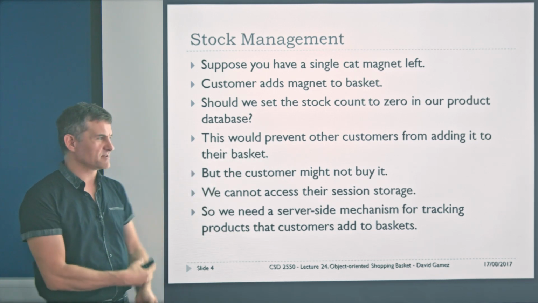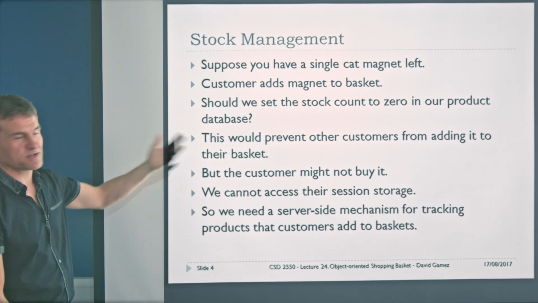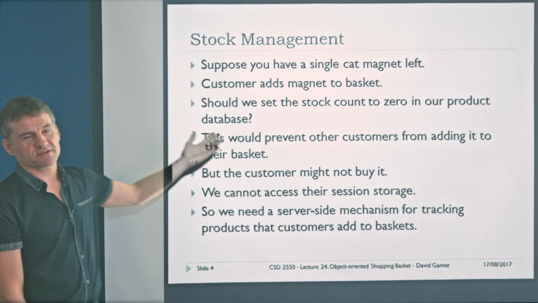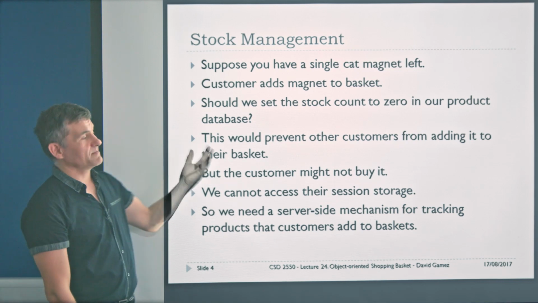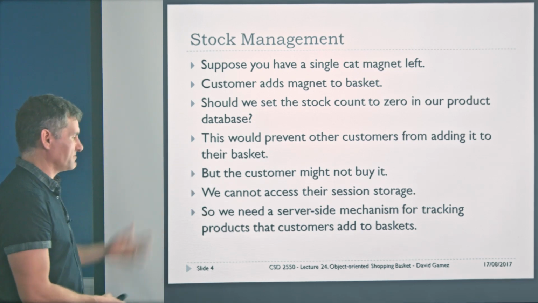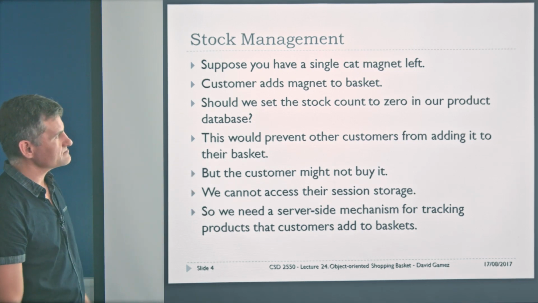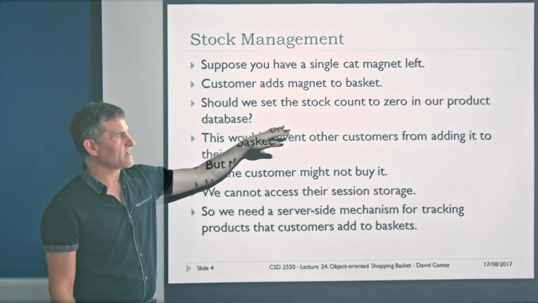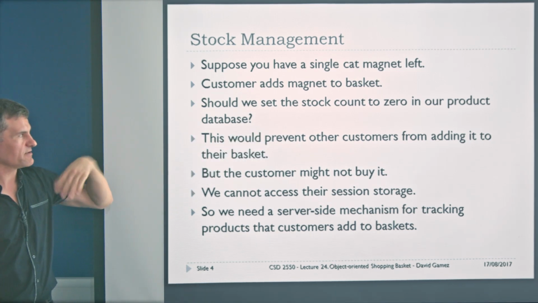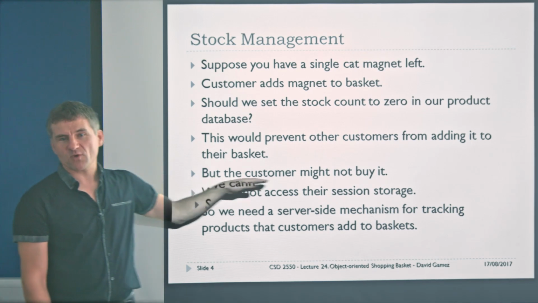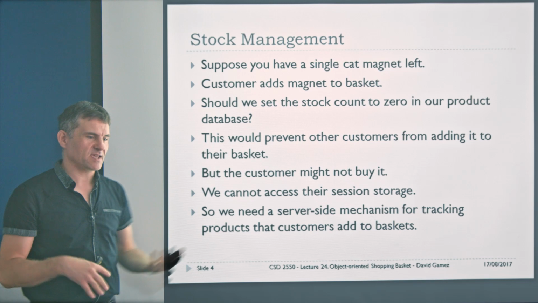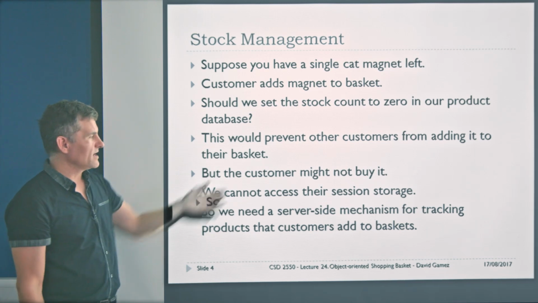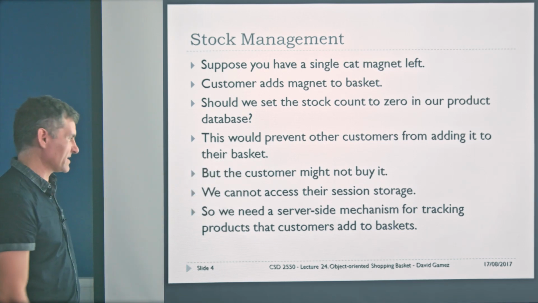We're going to have to write emails to them. And potentially there could be hundreds of customers trying to buy the same thing simultaneously. For example, if you're doing a ticketing website, there's only a limited number of tickets, and you can only sell them to individual people. So there's an argument for saying, well, maybe you should set the stock count to 0 in the product database. But what if the customer doesn't buy it? What if they just add it to their basket and then go off, have a cup of tea, maybe go down the pub and completely forget about buying the cat magnet?